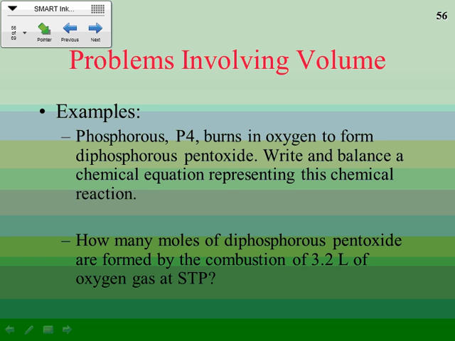Okay, phosphorus P4 burns in oxygen to form diphosphorus pentoxide. Boy, I'm just being really hard on you right now. Write and balance a chemical equation representing this chemical reaction. Okay, so I told you it's P4, that's supposed to be a subscript 4, sorry. So P4 burns in oxygen. What's oxygen? O2. To form diphosphorus pentoxide. What is that? P2O5.